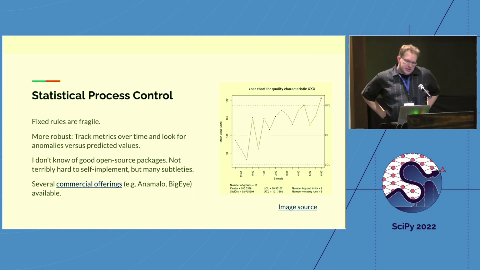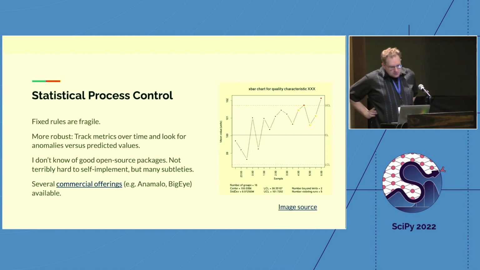But one issue that you will see is that fixed rules are fragile. What could be an anomaly could just be, we created a new sensor network and now we're getting twice as much data. And so you'd have to update your rules as all of these things happen.